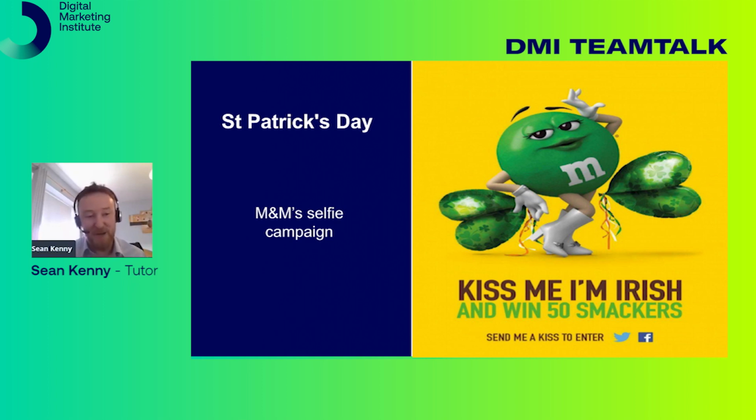So the first example here we see is M&M's selfie campaign. So very simply and very cleverly, M&M's had a campaign where they encouraged their users to send in a kiss here to this female M&M, whose name I've forgotten, with the chance of winning some money as well. And the whole idea was to generate people's content, get some buzz going on social media, and basically it was a brand awareness type campaign.